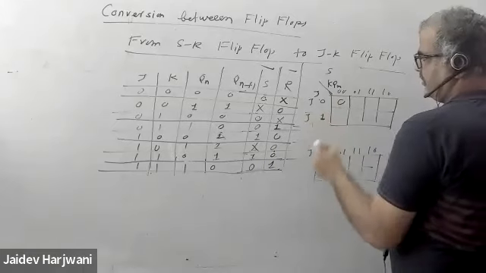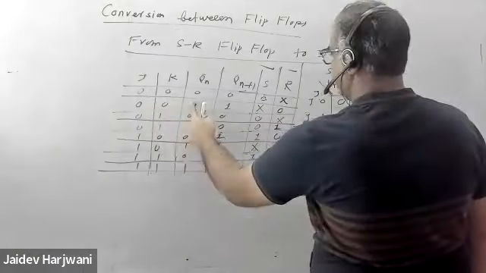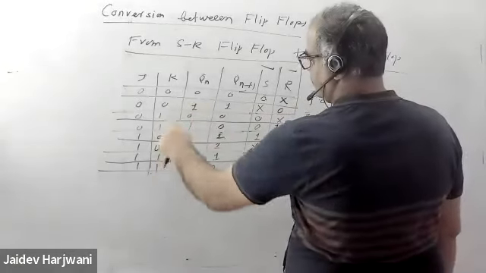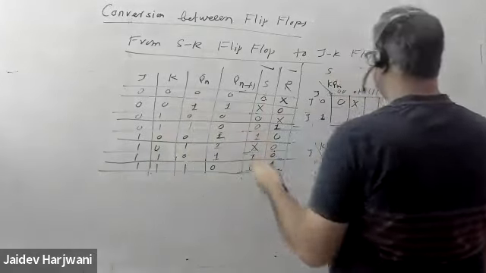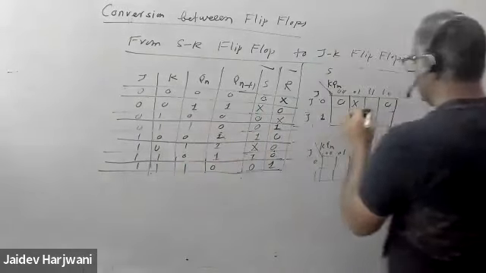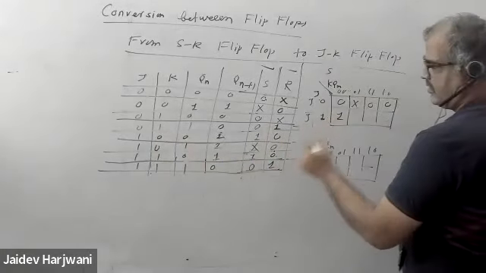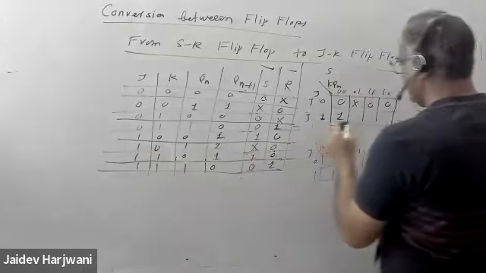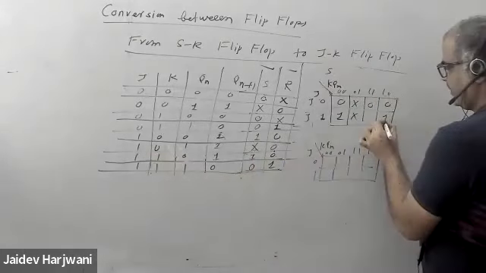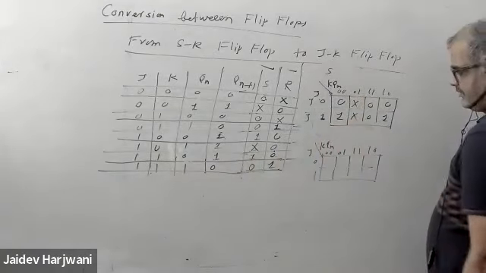Now you have a 0 here. Now 1 0 0 1, S is X bar. Then what is S in 2? It is 0. What is S in 3? It is 0. What is S in 4? It is 1. What is S in 5? It is X. What is S in 6? It is 1. What is S in 7? It is 0. This is one table.